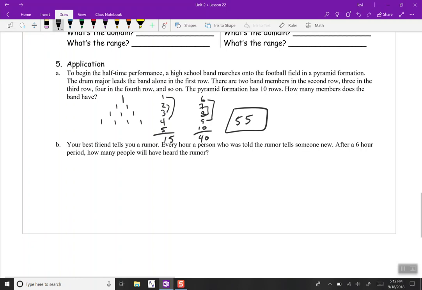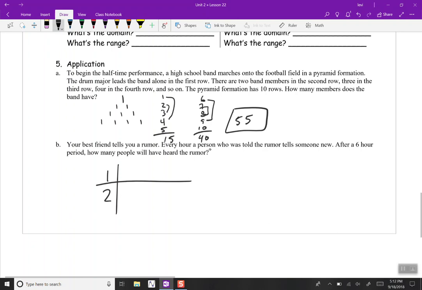Your best friend tells you a rumor. Every hour a person who was told the rumor tells someone new. After a 6-hour period, how many people will have heard the rumor? So let's see here. Your best friend tells you a rumor. So at first, within the first hour, 2 people know, right? After a 6-hour period, how many?